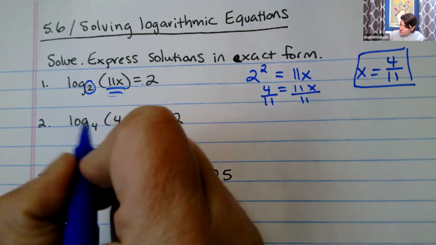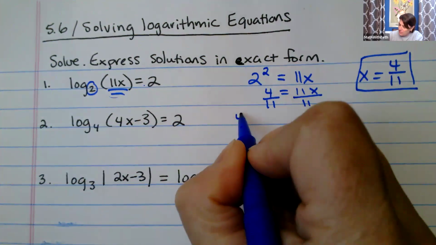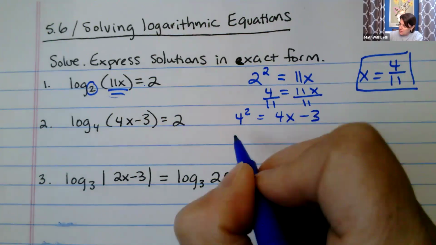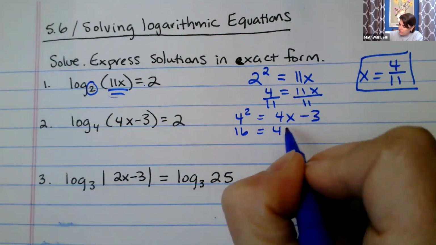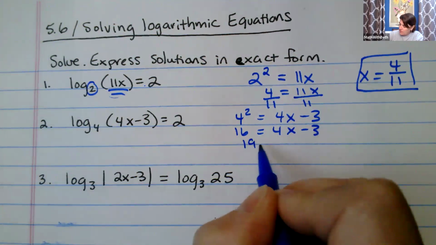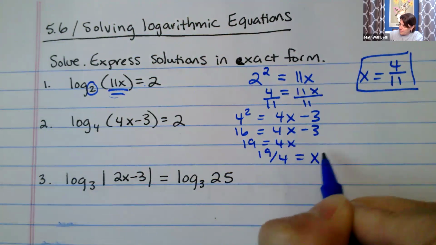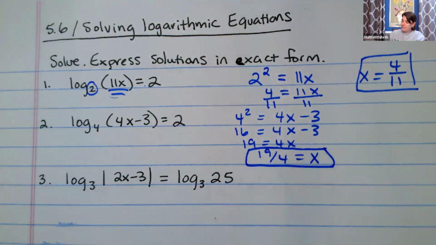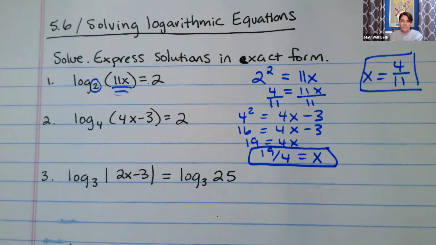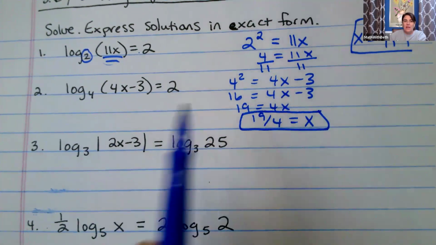Okay, so for number 2, again, this is the form I want, 1 log. So let me rewrite this. 4 to the second power equals 4x minus 3. 16 equals 4x minus 3. I'm going to add 3 and divide by 4. Done.